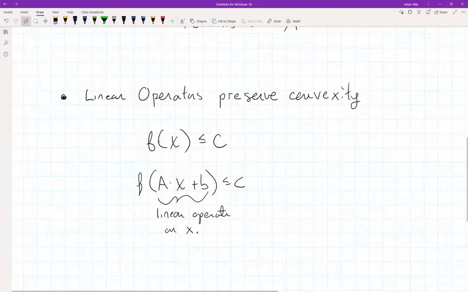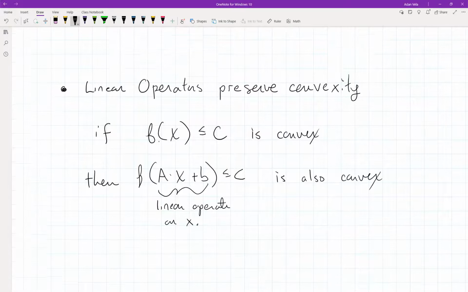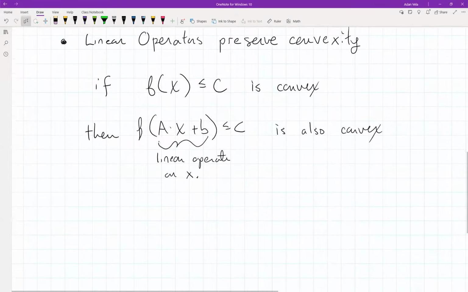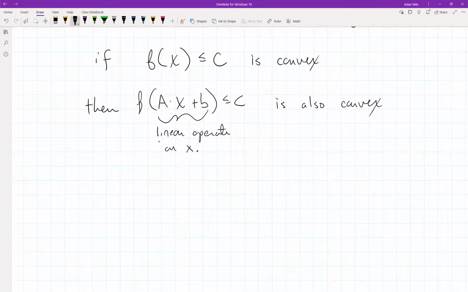So if f of x, whatever that function may be, is convex, then if we are to take a times x plus b inside of that function, that is also convex. Okay, so when might we do that? Well, we've already seen some examples of this, right?